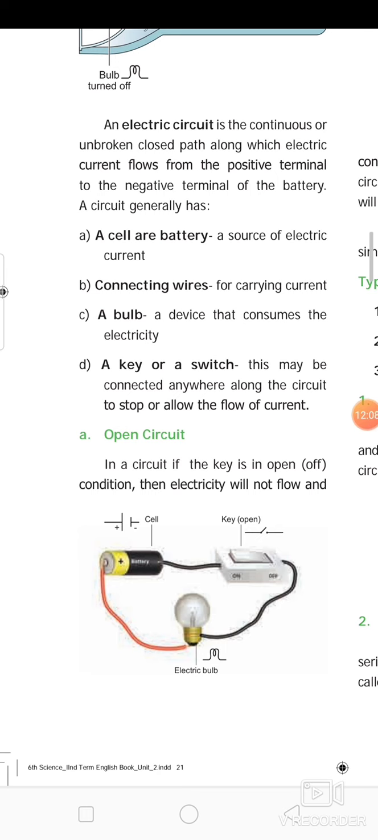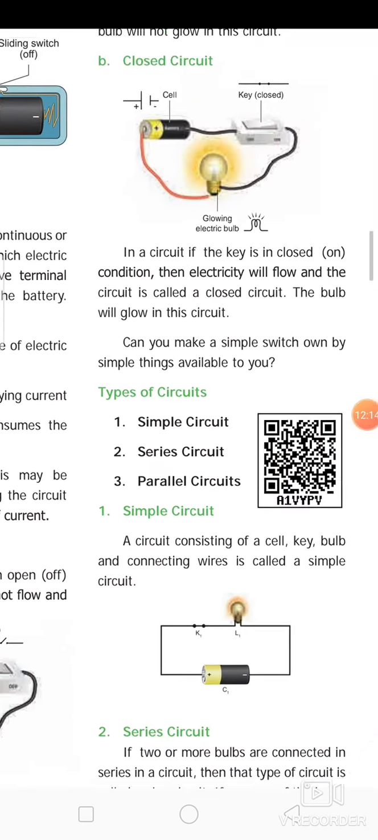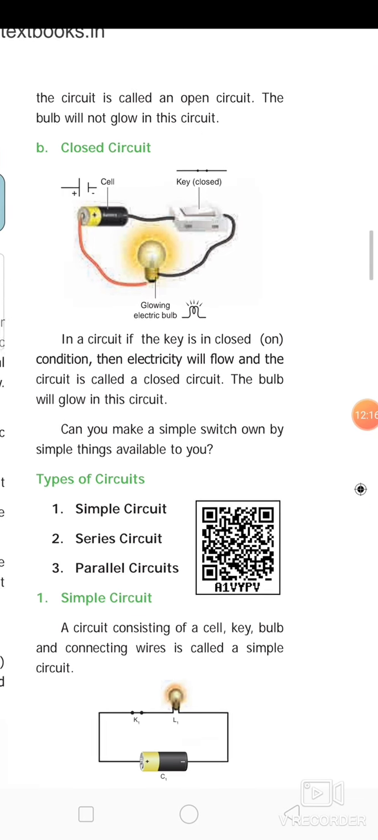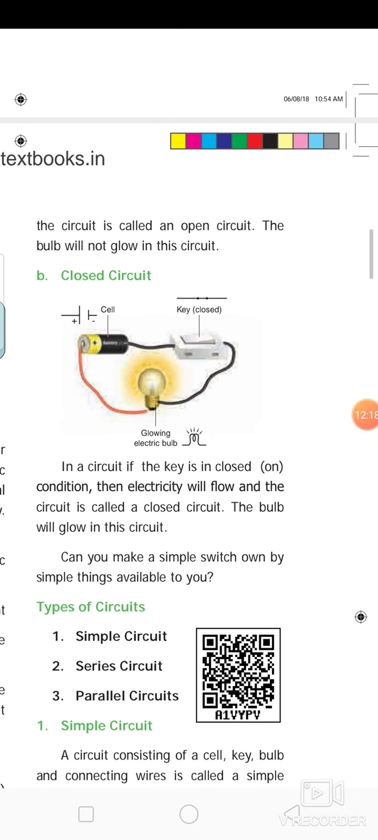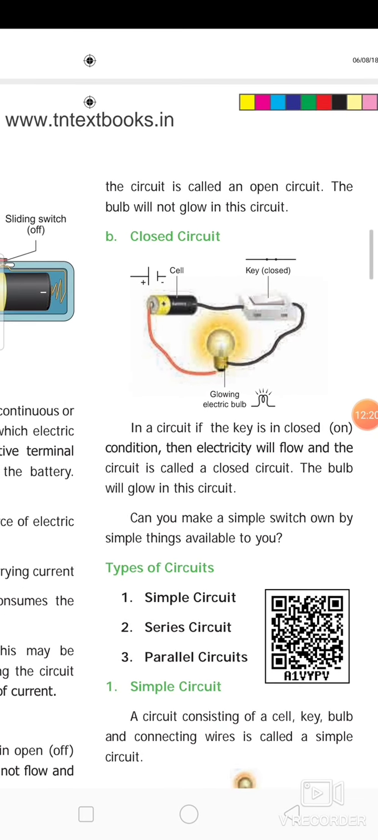In a circuit, if the key is in open means off condition, then electricity will not flow and the circuit is called an open circuit. The bulb will not glow in this circuit. If the switch is off, the bulb will not glow. It is openly known by you.